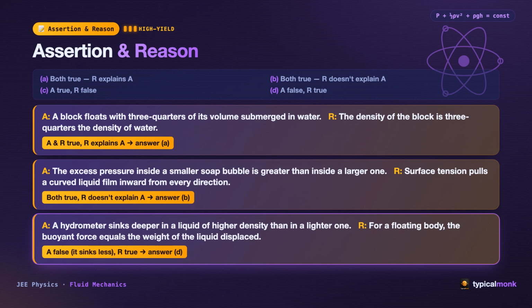Third one. Assertion: a hydrometer sinks deeper in a liquid of higher density than in a lighter one. Reason: for a floating body, the buoyant force equals the weight of the liquid displaced. Check the reason first. That is simply Archimedes' principle. True. Now the assertion. A denser liquid needs less volume displaced to support the same weight, so the hydrometer actually sinks less, not deeper. The assertion is false. The reason is true. Option D.